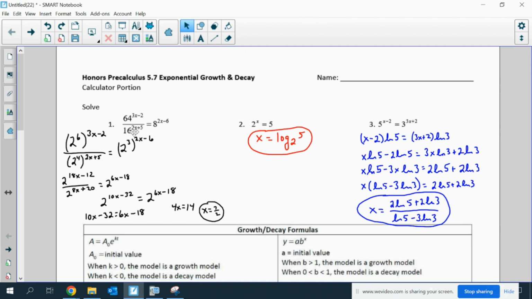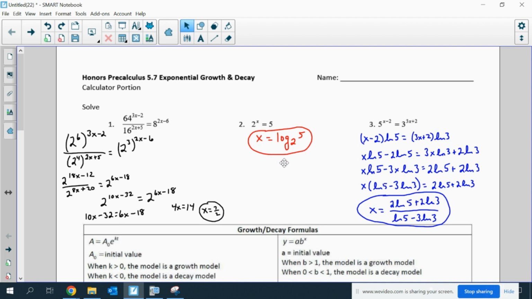For number one, we would change everything into base 2 because 64, 16, and 8 are all powers of 2. And then we use some exponent rules: power to a power, multiply the exponents. When we divide two things with the same base, we subtract the exponents. Because we have a base 2 on both sides, we can set the powers, the exponents, equal to each other and then solve. So we get x equals 3.5 or 7 halves.